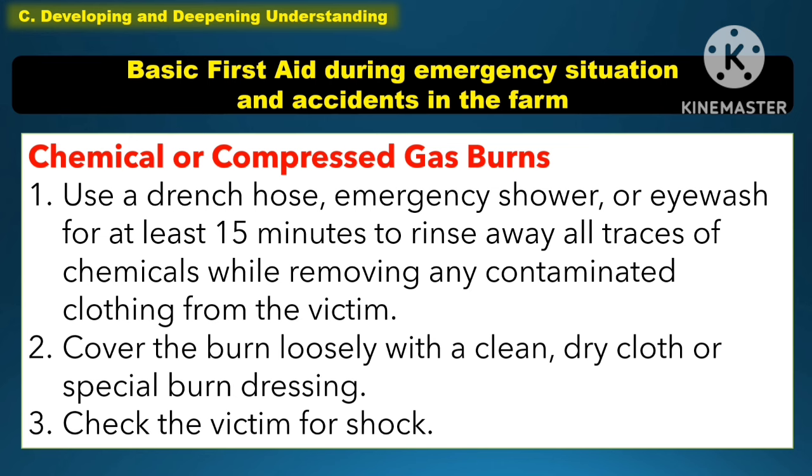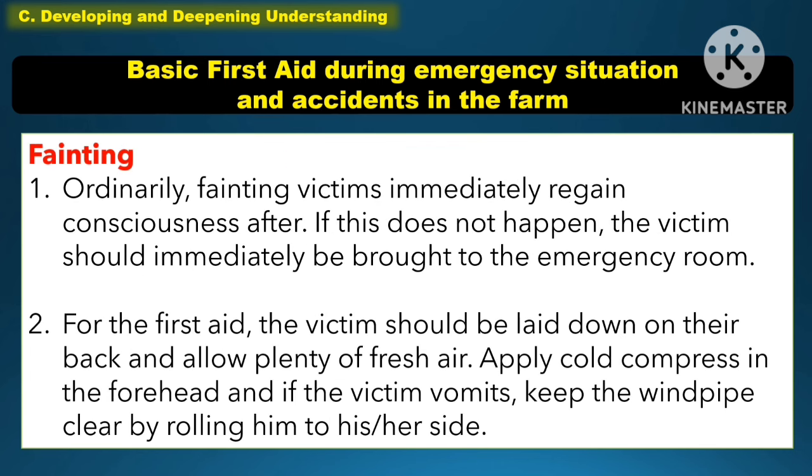The following are the basic first aid during chemical or compressed gas burns. The first one is use a drench hose, emergency shower, or eye wash for at least 15 minutes to rinse away all traces of chemicals while removing any contaminated clothing from the victim. The second one is cover the burn loosely with a clean, dry cloth or special burn dressing. And the last one is to check the victim for shock.